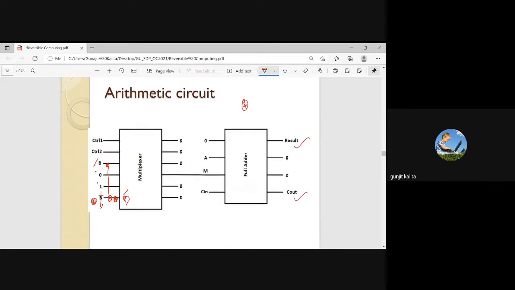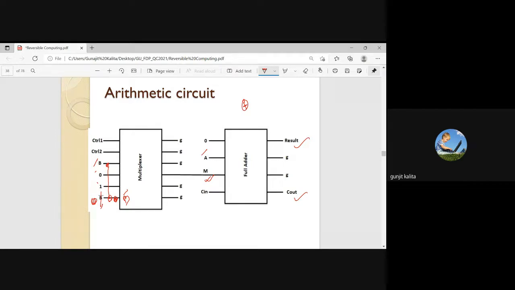The multiplexer basically chooses among all these inputs: B, 0, 1, and B inverse. This is depicted by M, and the other input will be A. So this value will be A and M. What is M? M may be B, maybe 0, maybe 1, or maybe B inverse.